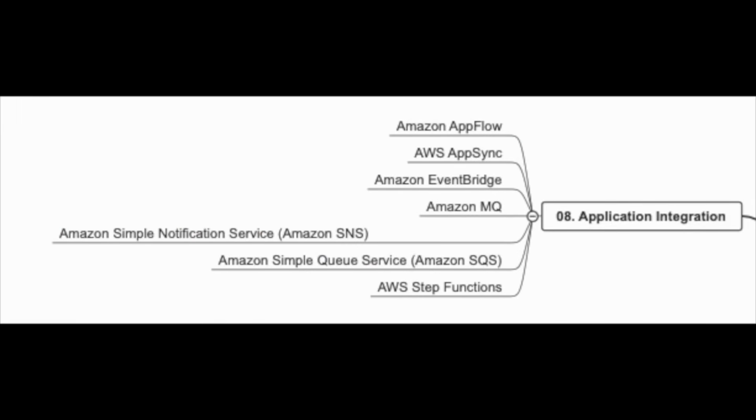The 8th service topic is application integration. Application integration in AWS is a series of services that enable communication between separate components within microservice distributed systems and serverless applications. You must understand how these related services are used.